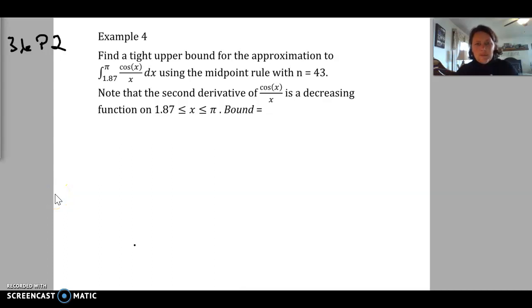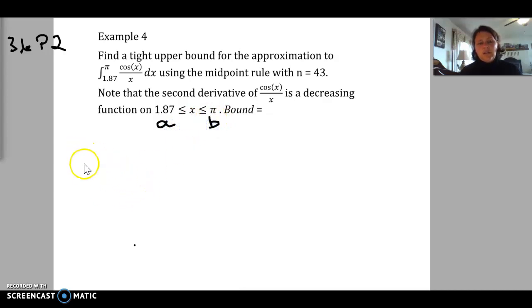Okay, for example number 4, we're on 3.6 part 2, and we just have example 4 and example 5 now to go. So find a tight upper bound for the approximation to the integral of cosine x over x dx from 1.87 to pi, using the midpoint rule with n equal 43. Note that the second derivative of cosine of x over x is a decreasing function on the bound from a to b.